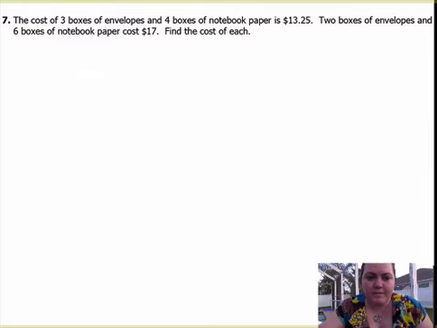And number 7. This one's much more of a word problem type. It says the cost of 3 boxes of envelopes and 4 boxes of notebook paper is $13.25. 2 boxes of envelopes and 6 boxes of notebook paper cost $17. Find the cost of each.